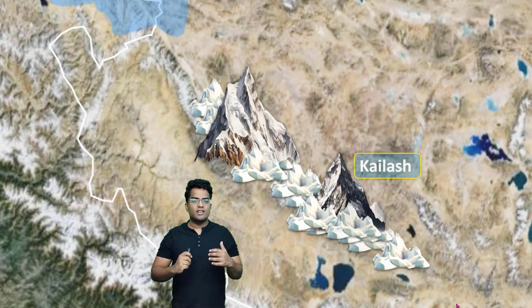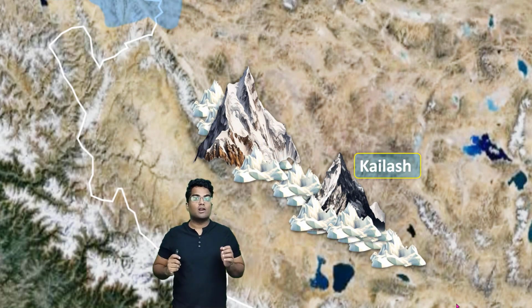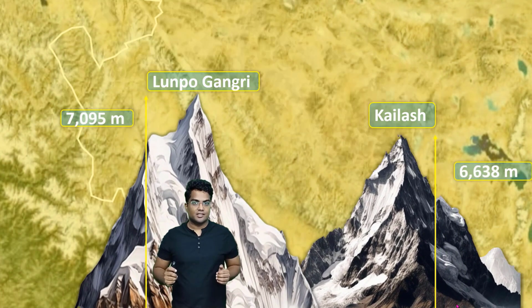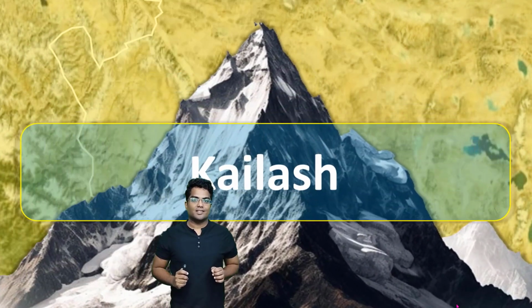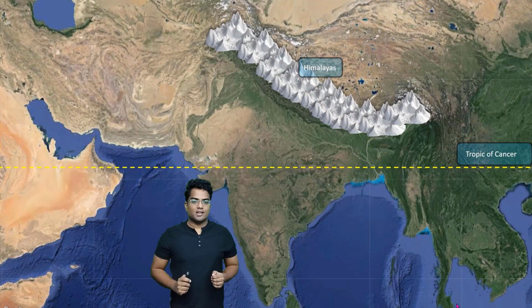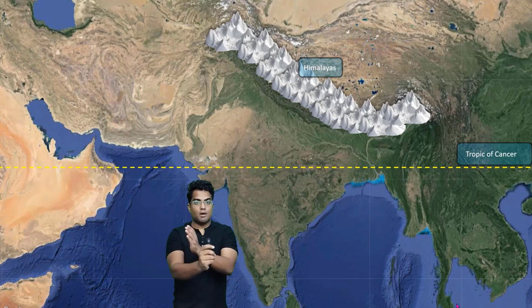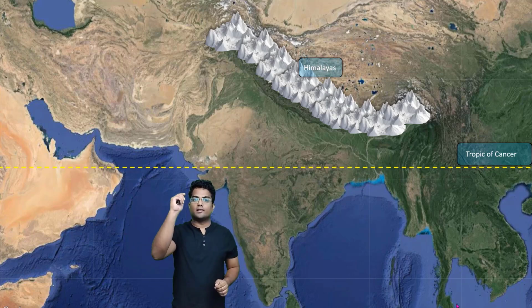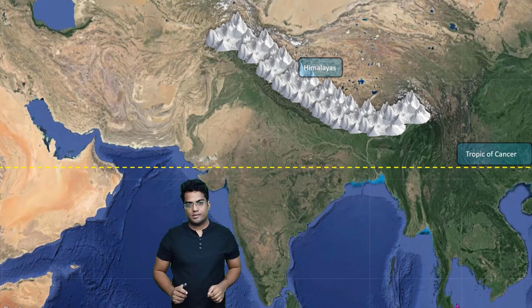In this topic, we are going to work on a very specific range called the Kailash range. So let's get started. As you can see, this is the whole of the Indian subcontinent. This is the Tropic of Cancer that is passing through India. And at the top you can find the Himalayas.